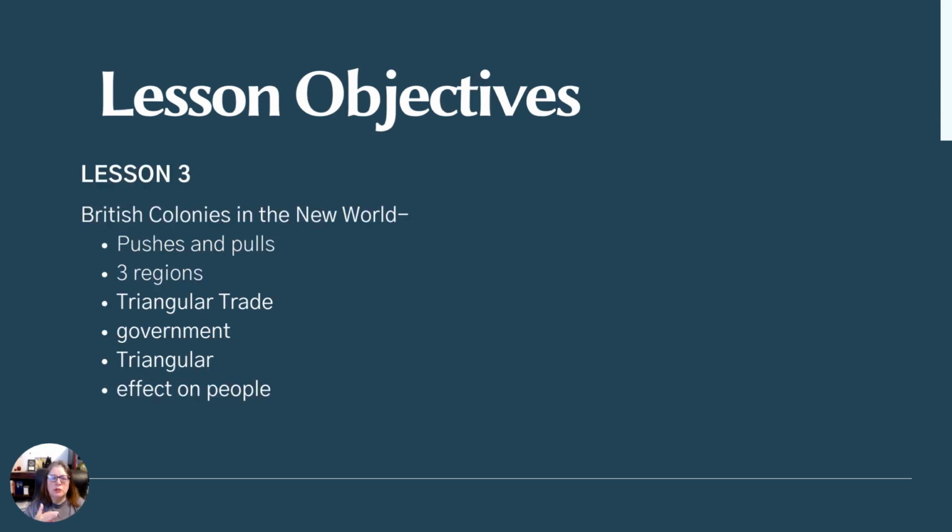All right, so today we're looking at the pushes and pulls: people who were pushed out of England and pulled to the colonies. Three regions. Triangular trade, which is similar to the Columbian Exchange. Triangular trade is a general overview of what was going on in that time. It wasn't a particular thing that you went to or a thing that you could hold in your hands. Very abstract idea, just like the Columbian Exchange.